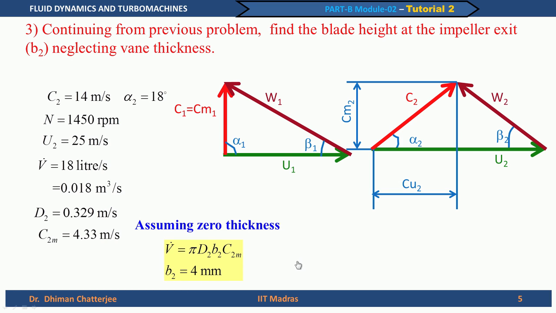Now, you can do this problem yourself by assuming that the blades occupy, let us say, 5% of the vane passage, or blade thickness is accounting for 5%. Then you can write a factor phi here, which is equal to 0.95, and you can find out b2. I leave that as an exercise for you, and a similar problem where the blade height has to be obtained in case of a finite vane thickness is given for your practice.